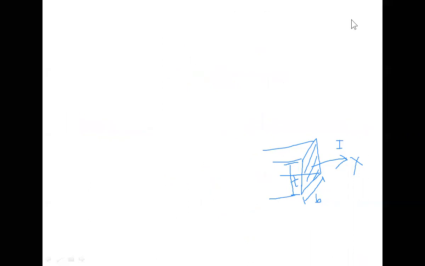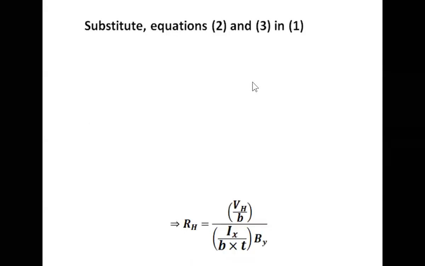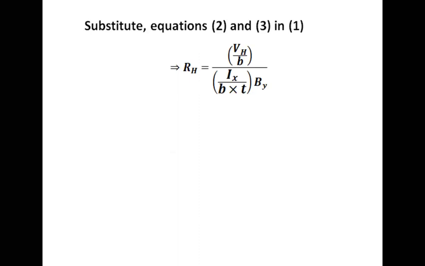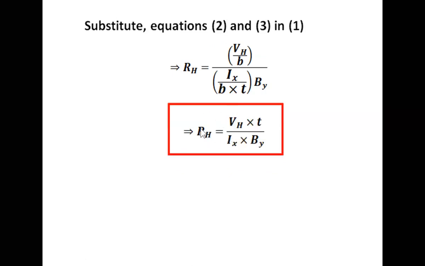what we will get is the value of Hall coefficient. That means I just substituted the value of EH in terms of measured quantities, that is VH and B. Similarly, I substituted the value of current density in terms of measured quantities, that is Ix into area. Now this can also be written as RH is equal to VH into T by Ix into By, because here B gets cancelled. So this is the final expression for Hall coefficient in our Hall experiment.